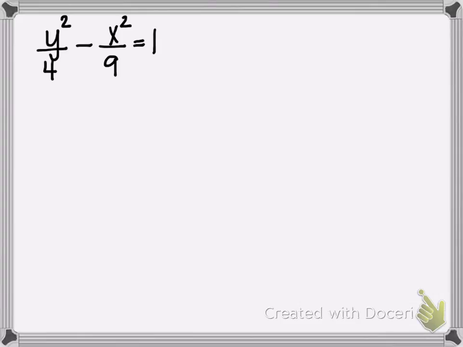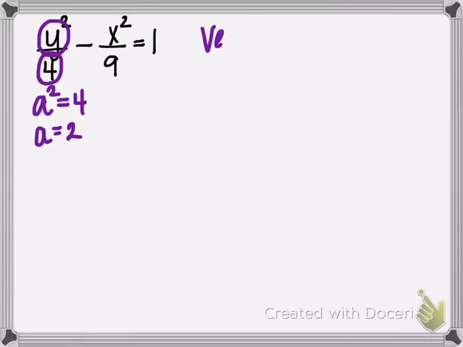Then remember, on hyperbolas in this form, our a squared value is always going to be first. So in this case, a squared is equal to 4, which means a is equal to 2. And you'll also notice that y is first, and because y is first, that tells us that we are looking at a vertical hyperbola. This will be one that has a vertical transverse axis.